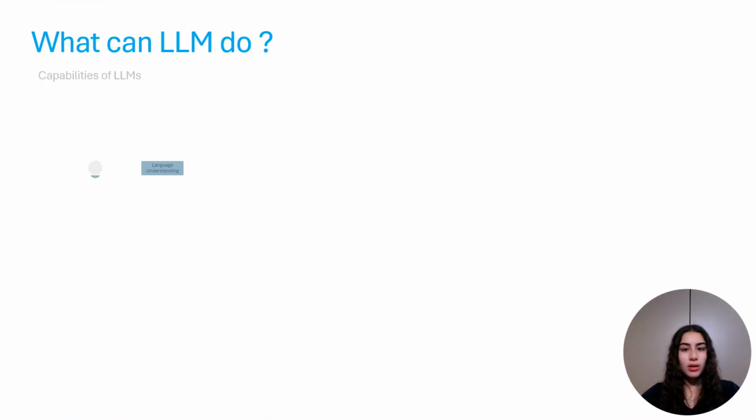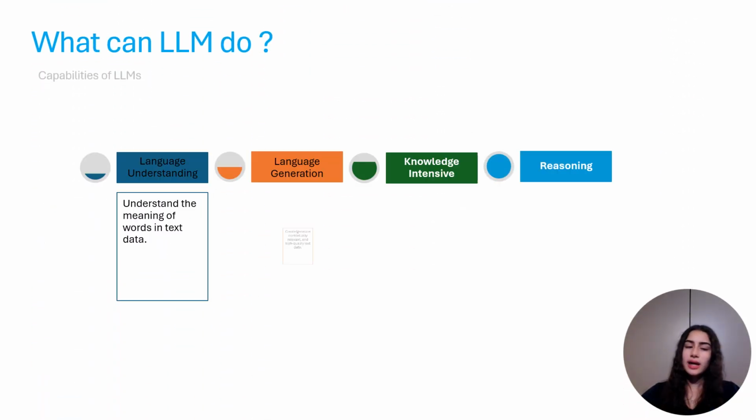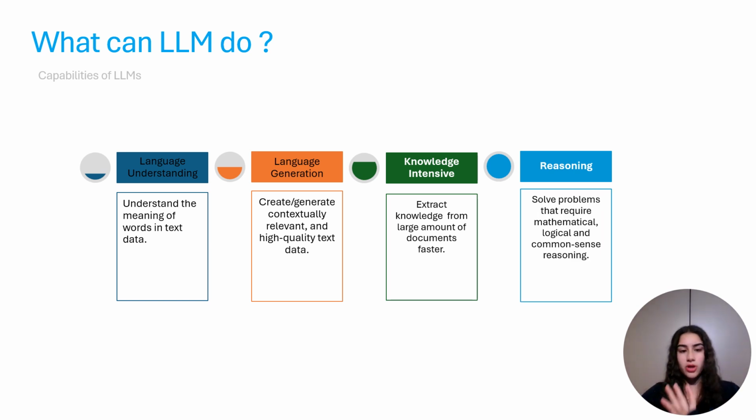Well, what can large language models do? They actually have a lot of capabilities, and here are four. First of all, language understanding. They can understand the meaning of the words in the text data. There's also language generation, which is creating or generating contextually relevant and high quality text data.